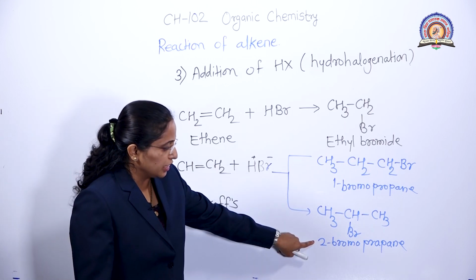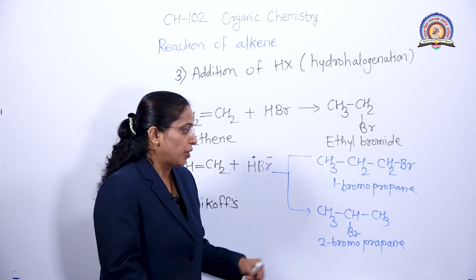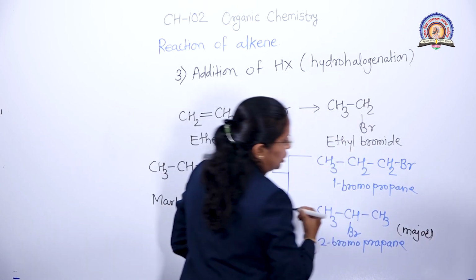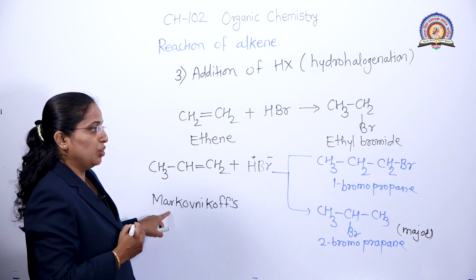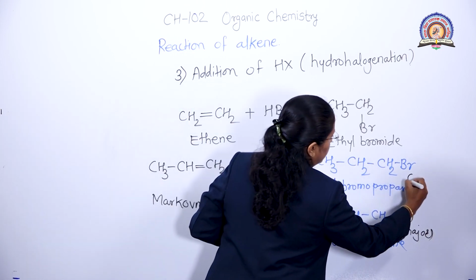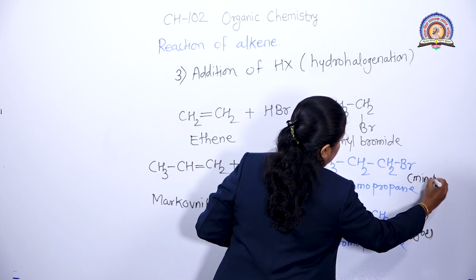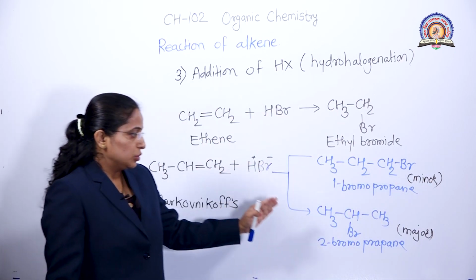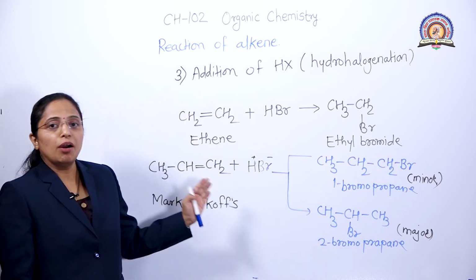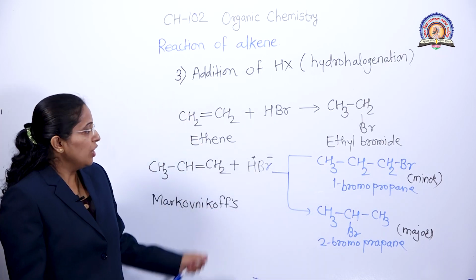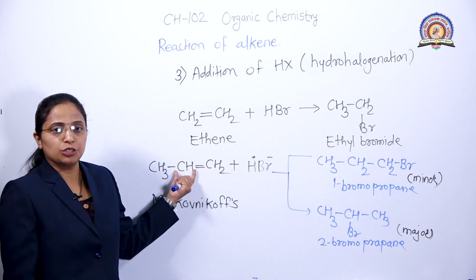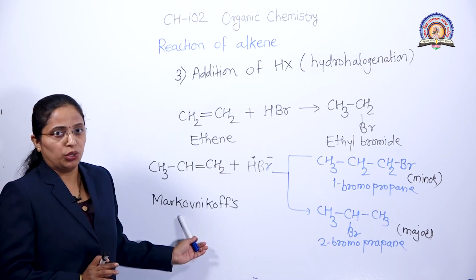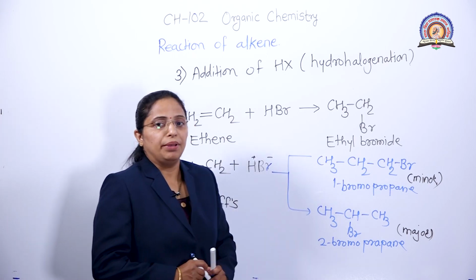So this product is nothing but 2-bromopropane, and this product is the major product according to Markovnikov's rule. This one is major, so obviously this one is minor. According to Markovnikov's rule, the more substituted product forms as the major product. Or the negative part of the reagent gets attached to the carbon bearing fewer hydrogens. It is nothing but Markovnikov's rule, and those products are the major products.